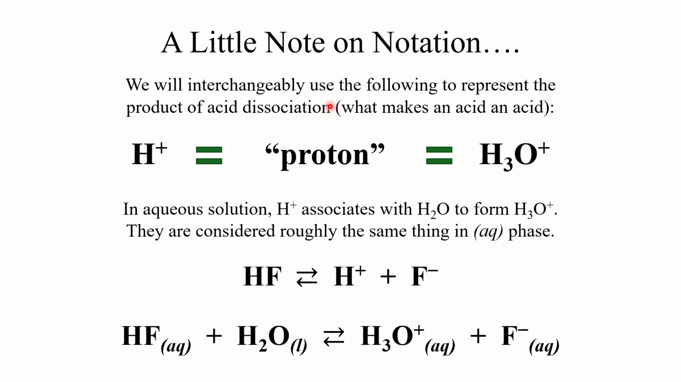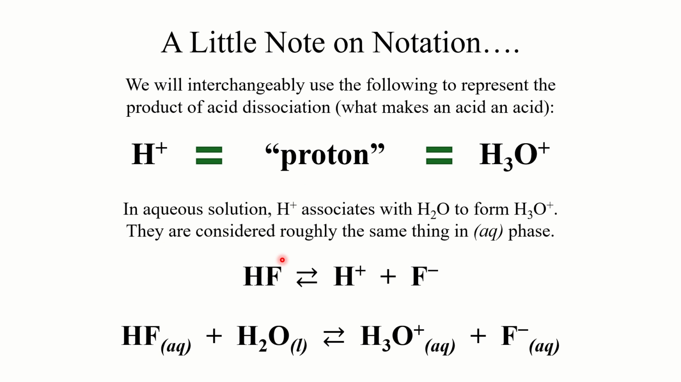A brief note here on notation. You've noticed that I've used the phrase both H plus and proton. We can use these terms interchangeably. So we can say H plus, we can say proton, or we can also say H3O plus. H plus ions, protons, or hydronium ions. We can use all of these interchangeably to represent the product of acid dissociation, or essentially what makes an acid an acid. In aqueous solutions, H plus associates with H2O to form H3O plus. They are considered roughly the same thing in the aqueous phase.